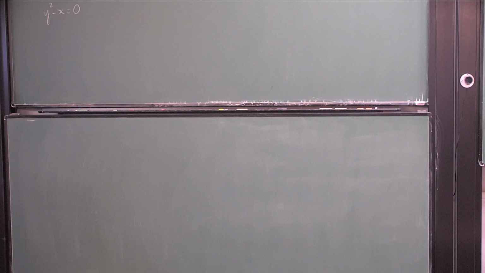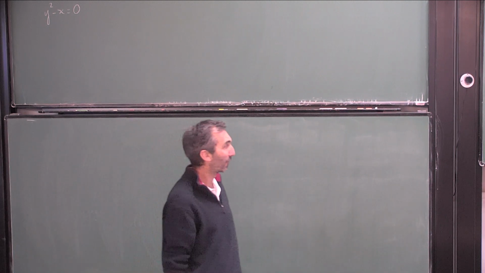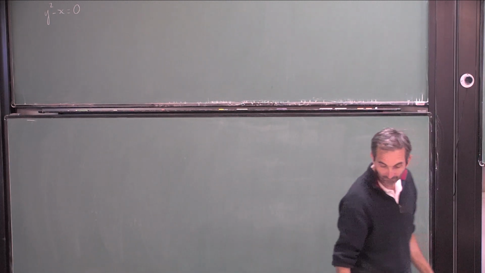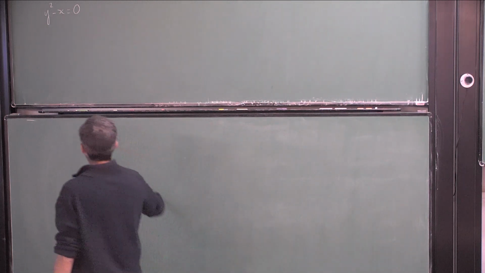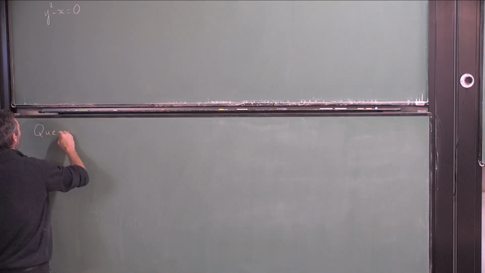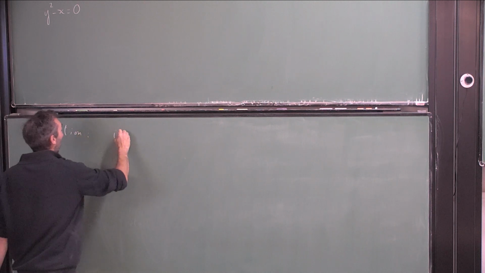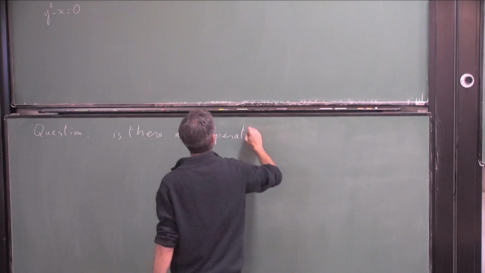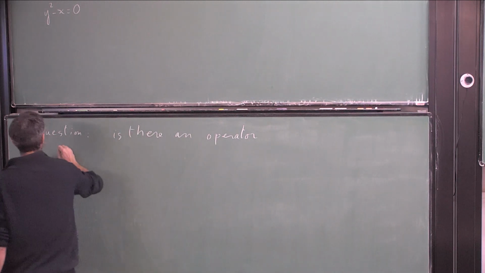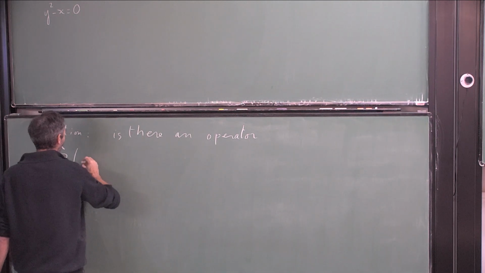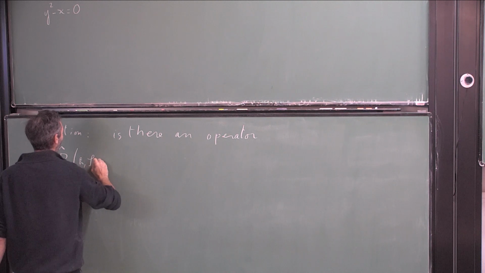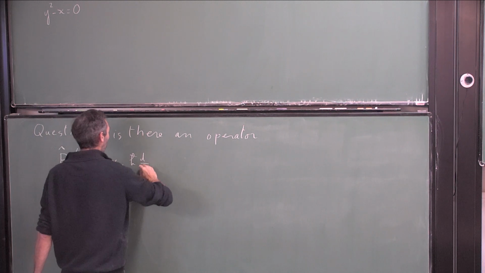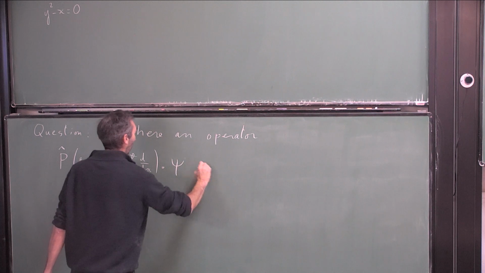The purpose of the quantum curve question is to show that there is an operator that annihilates that psi. So, the question is: is there an operator, let me call it p hat, which will depend, of course, on h bar and on the spectral curve, but it will be a function of x and h bar d over dx, that annihilates psi?